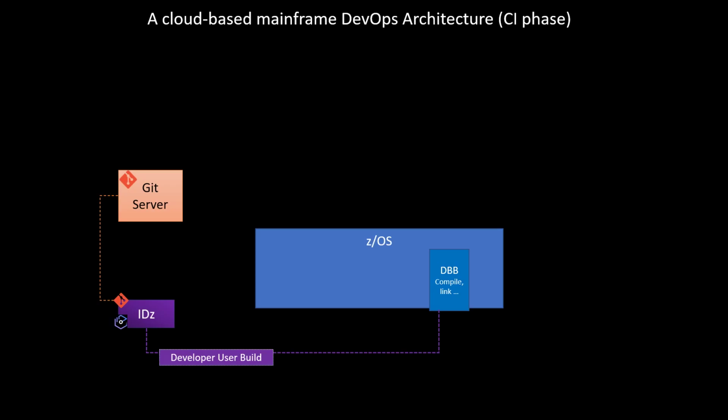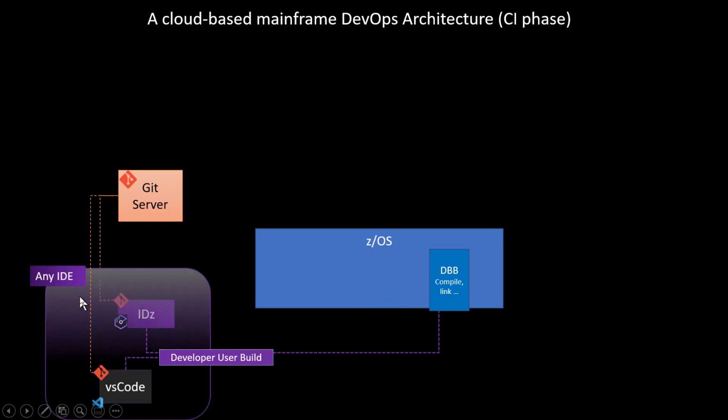It'll consist of a Git server, which will host the source code for my mainframe application. It'll be a simple COBOL application that we'll be showing today. I'll be using IDZ, IBM's Eclipse-based IDE, to do what's referred to as DBB user builds. That pretty much calls a set of Groovy scripts on the mainframe to do compiles and links in an automated fashion. You can add any IDE that's Git capable and has the ability to connect to the mainframe to run DBB builds like VS Code.